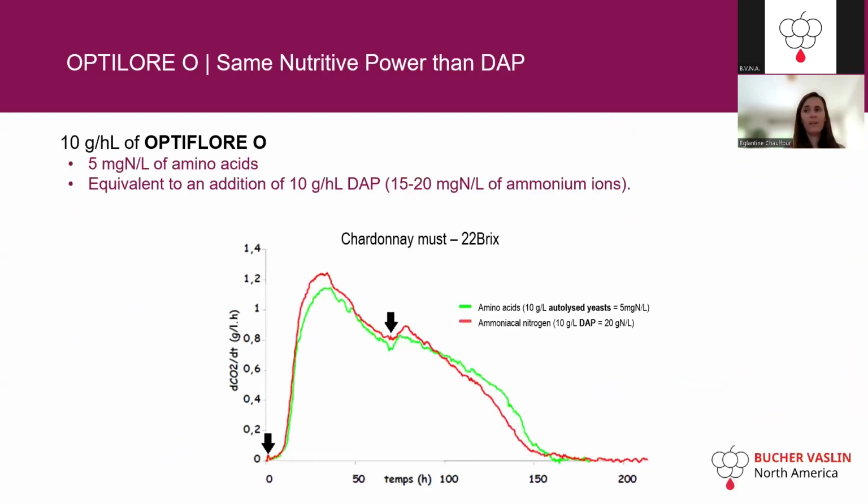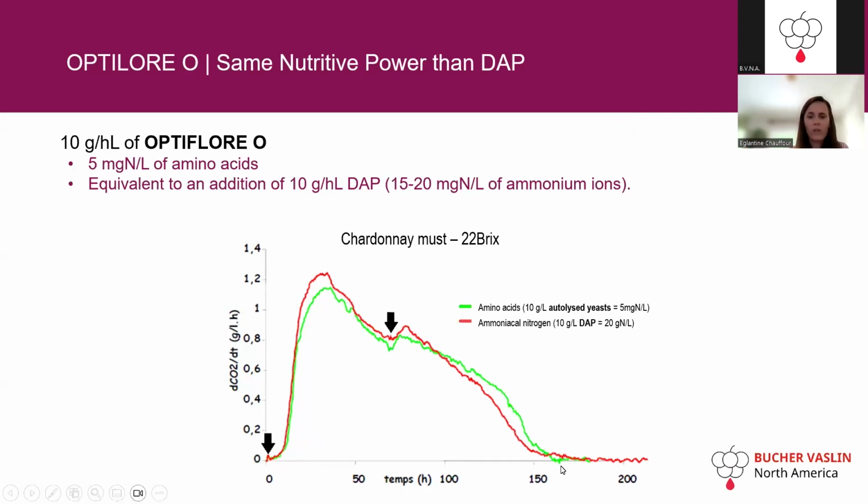So just to show you a little bit what I was talking about. When I say there is the same nutritive power as DAP, 10 grams per hectoliter of Optiflor O is going to give you 5 milligrams of YAN per liter, but in amino acids. These 5 milligrams per liter of amino acids are equivalent to 15 to 20 milligrams per liter of ammonium ion. So 10 grams per hectoliter of Optiflor O is equivalent to 10 grams per hectoliter of DAP in nutritive power. Okay? I know it's complex to understand, but it's really working. We have been doing this for many years now, and this has been confirmed many times.